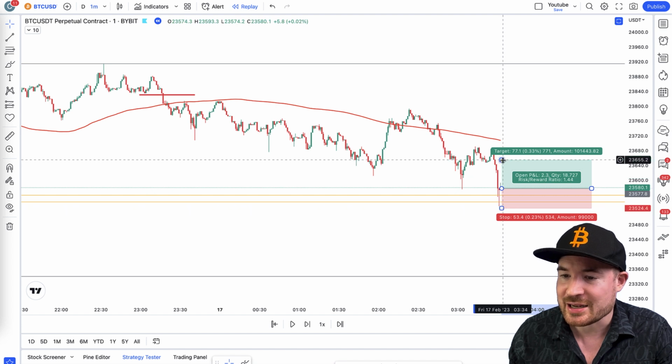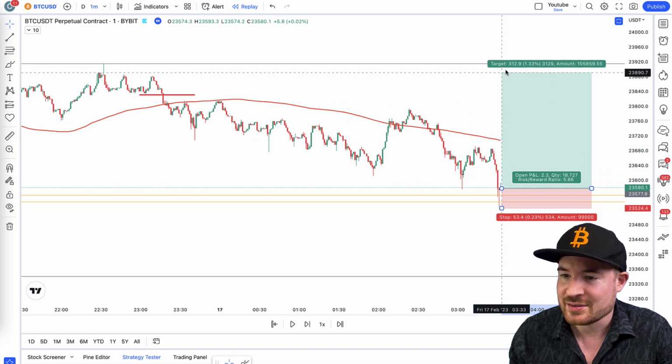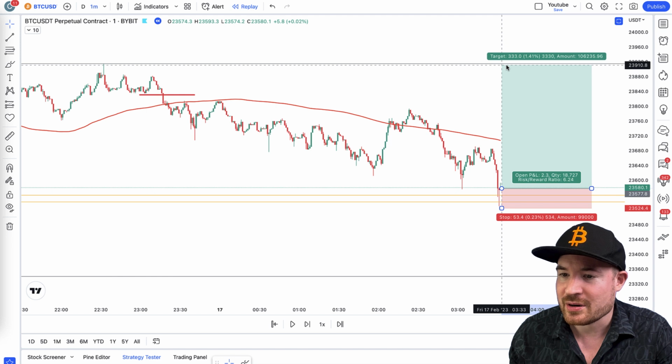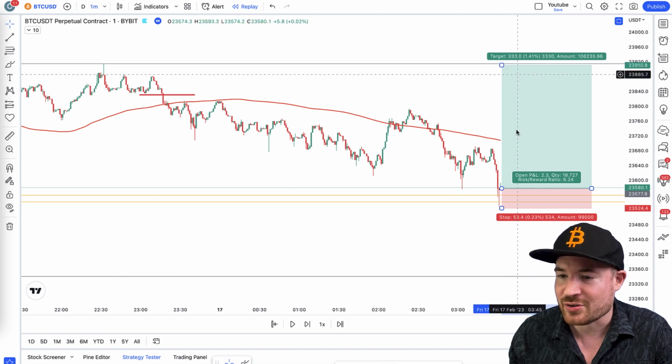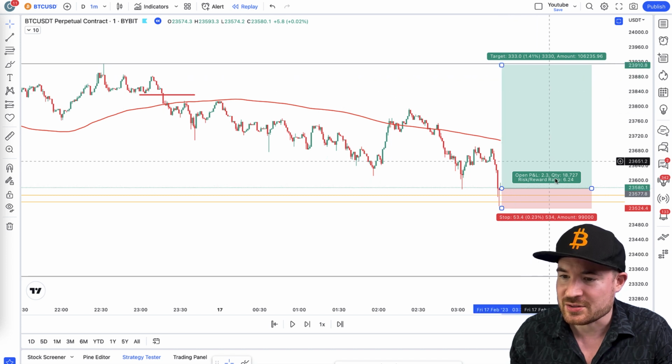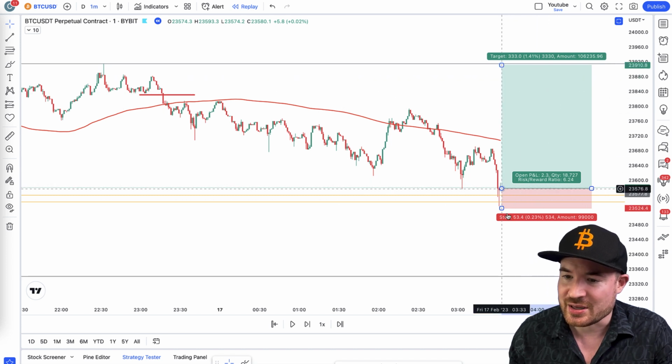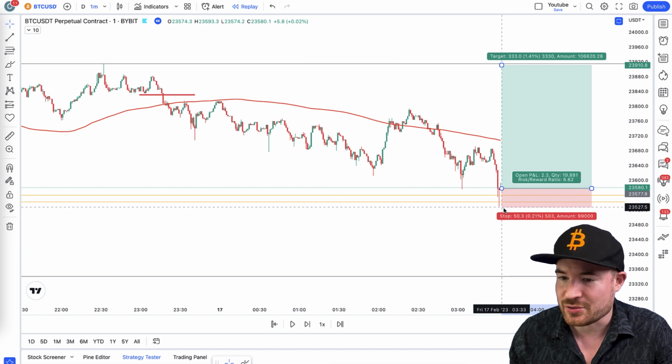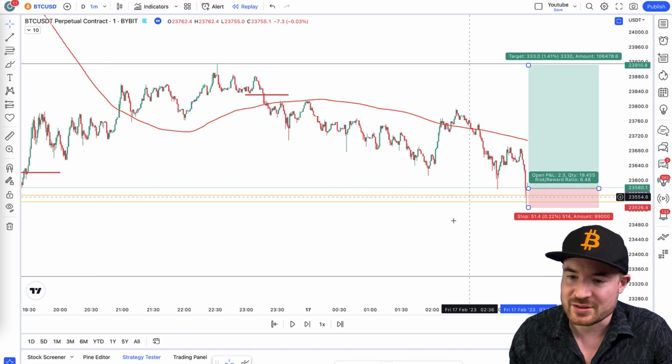It usually ends up working out, and the target is the high over there, and we can put it a little bit shy of the wick to make sure that it does get hit. So you can see over here that is a 1 to 6. You can make the stop a little bit tighter. That's how it was in the example that I showed you, almost 1 to 7, but you can see over here 1 to 6.5. So this is good.